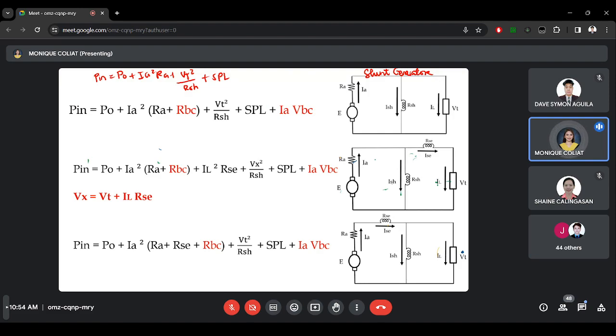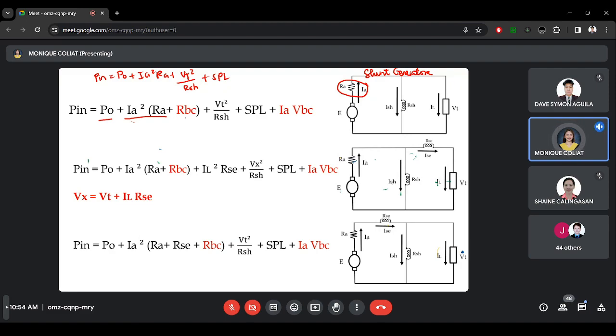Okay. So, we have here PO plus IA squared RA. So, IA squared RA because here, di ba ito yon? IA squared RA. Meron pa bang any other resistances aside from RA? Di ba wala na? Okay, so ano tong RBC na to?